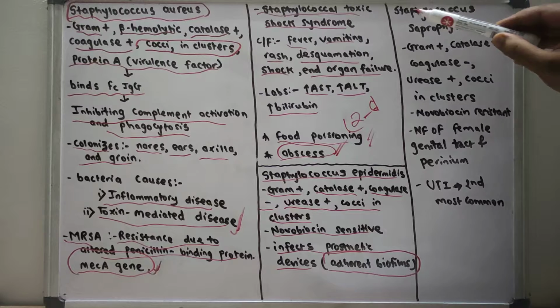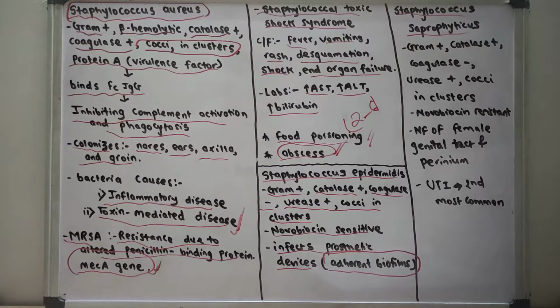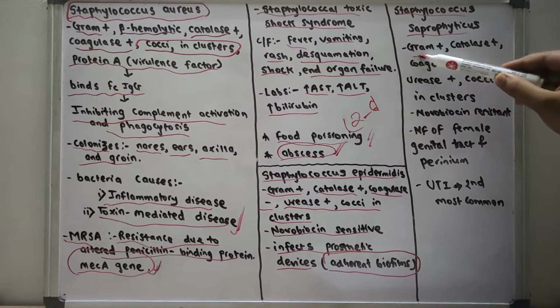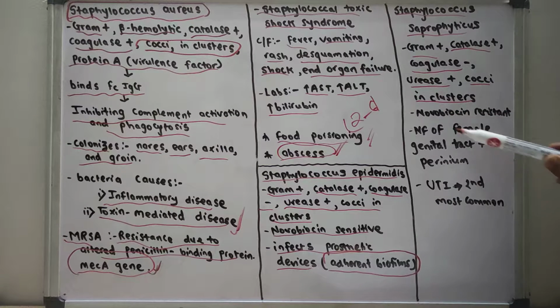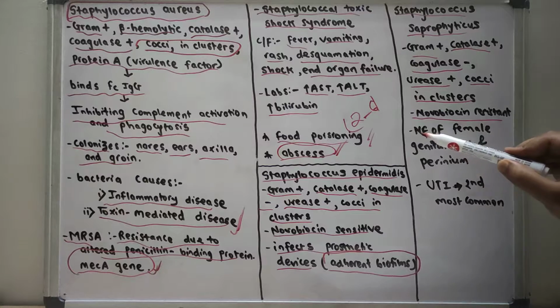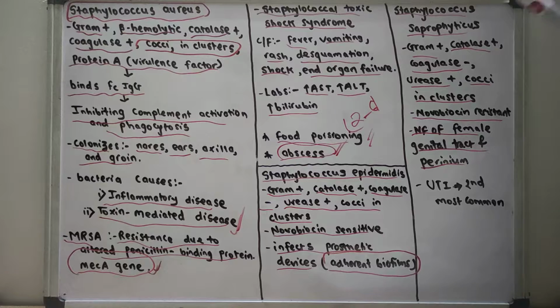Now let us discuss Staphylococcus saprophyticus. Staphylococcus saprophyticus is gram-positive, catalase positive, coagulase negative, urease positive, cocci in clusters. It is novobiocin resistant, and it is normal flora of the female genital tract and perineum. Staphylococcus saprophyticus is the second most common cause of uncomplicated UTI. The first cause of uncomplicated UTI in females is Escherichia coli.